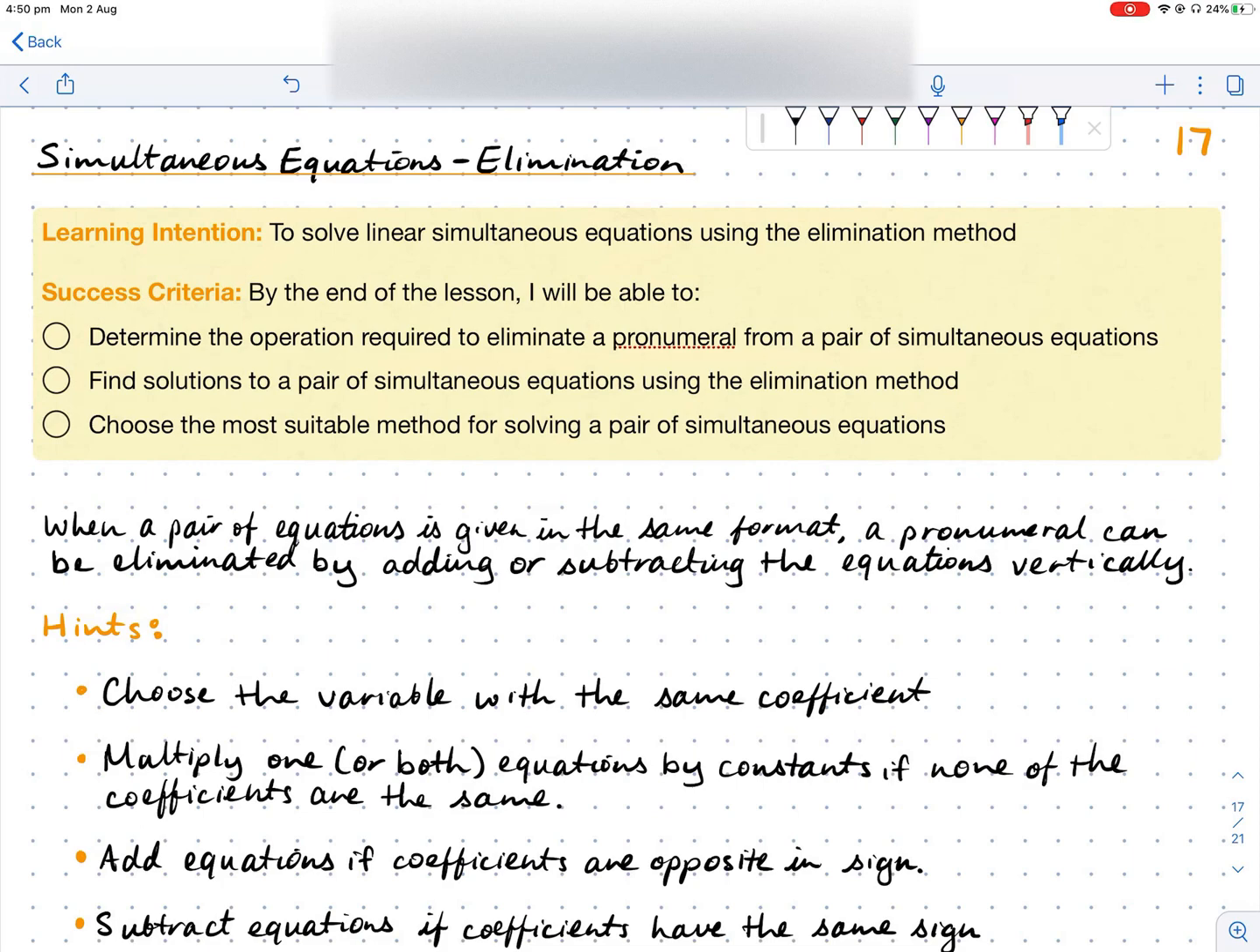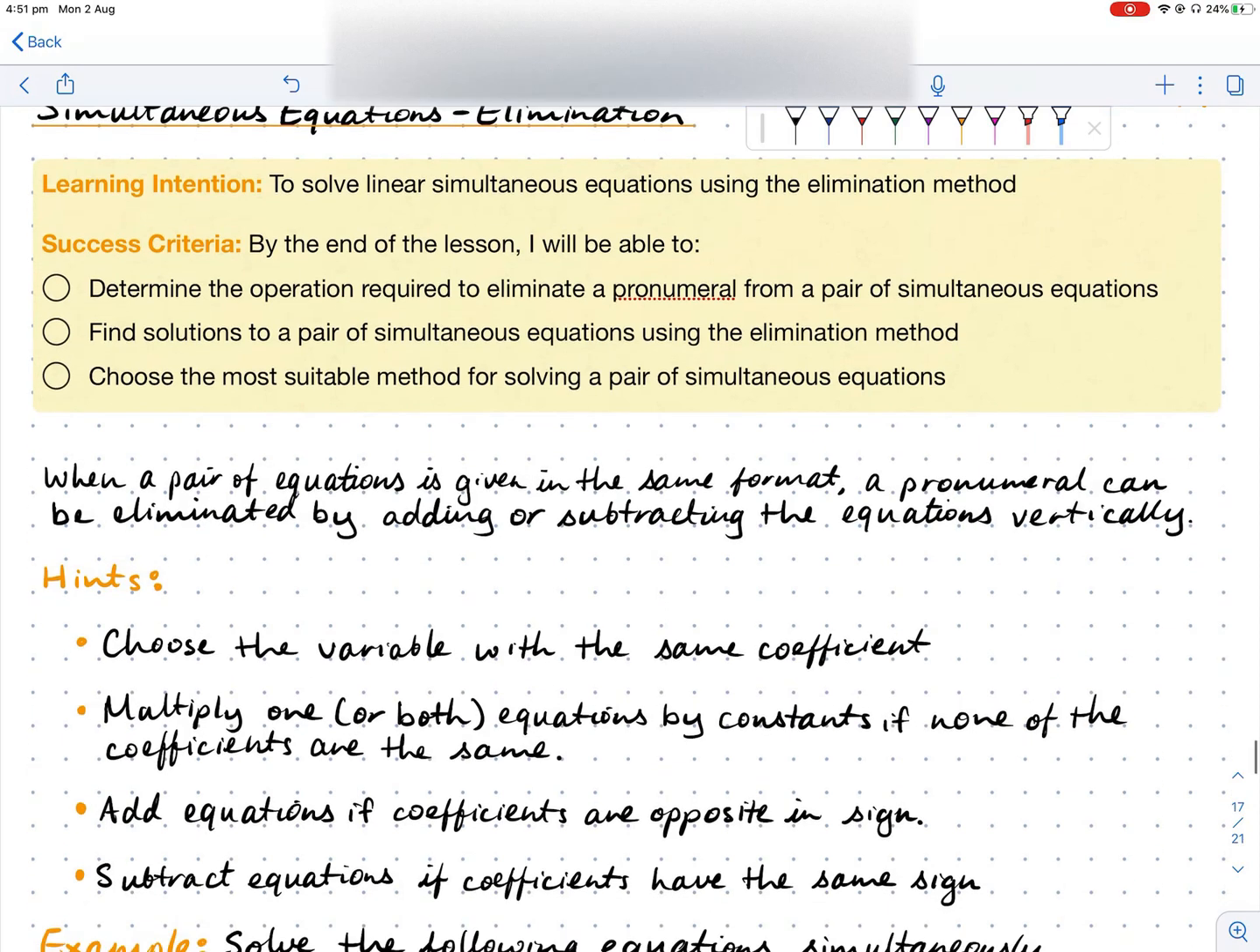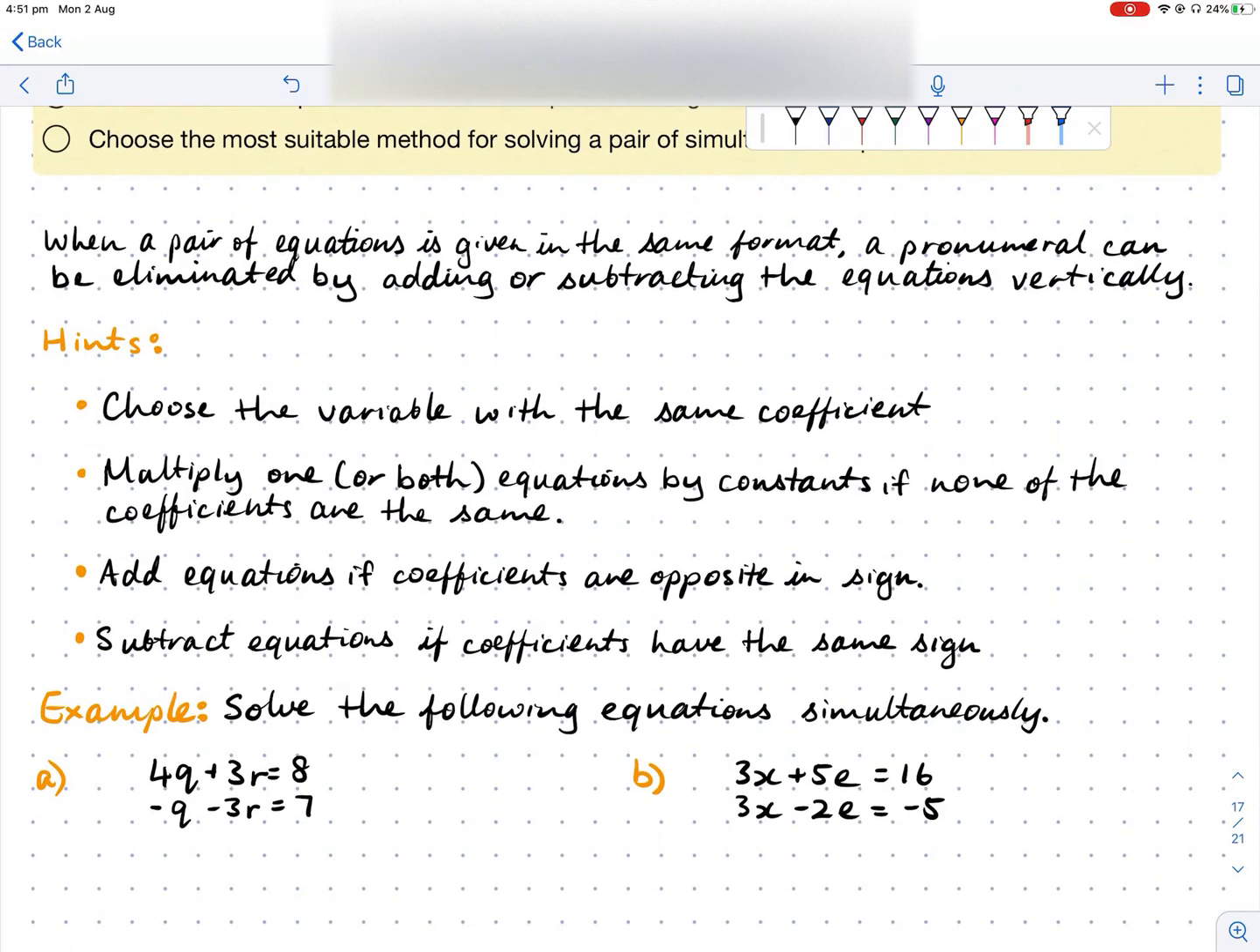And what we can do is we can eliminate a pronumeral by adding or subtracting the equations vertically. Okay, so if they're in exactly the same format, you've got the x's lined up, the y's lined up, and the numbers lined up. So if we add or subtract them downwards, then our goal is to try completely eliminate one of those pronumerals. So here's a couple of hints as to how to go about this.